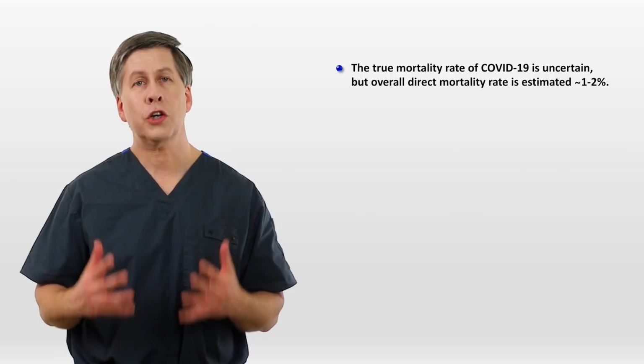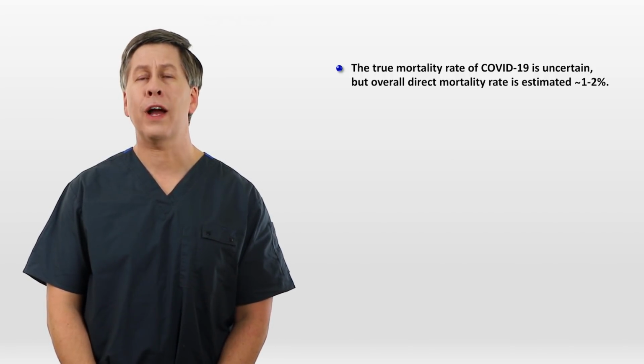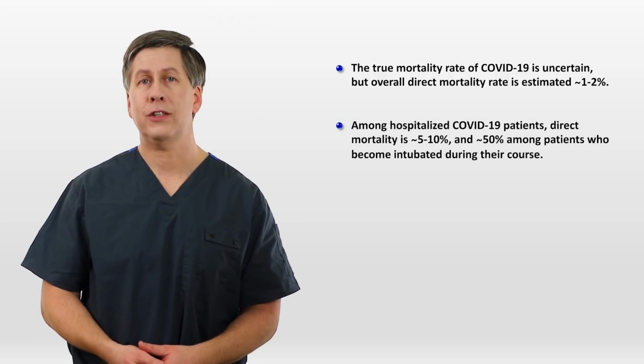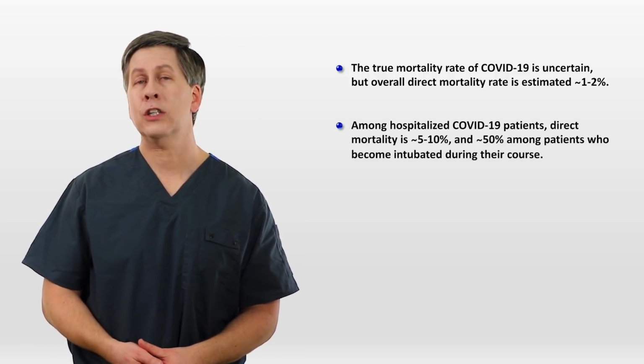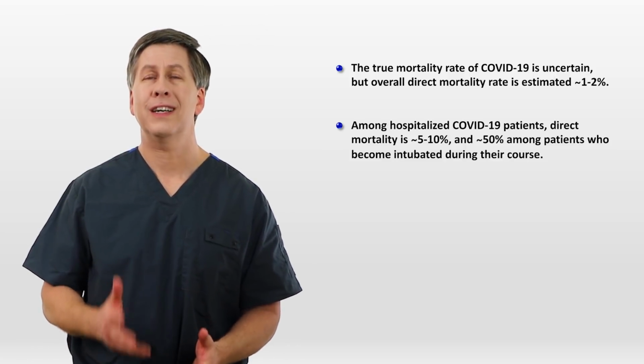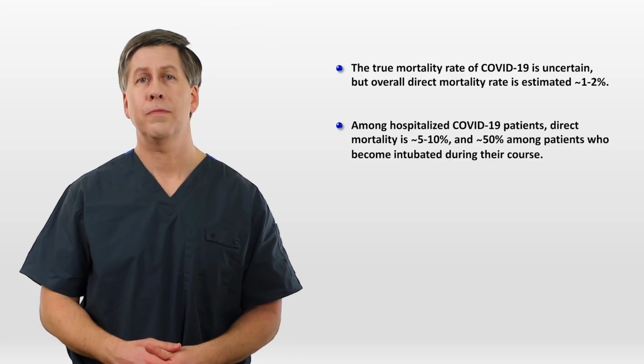How do we determine prognosis in COVID-19? The true mortality rate is uncertain, but overall direct mortality rate is estimated at around 1 to 2%. Among hospitalized COVID-19 patients, direct mortality is about 5 to 10% and appears to be around 50%, give or take, among patients who become intubated during their course.